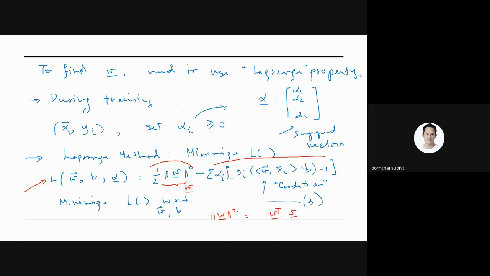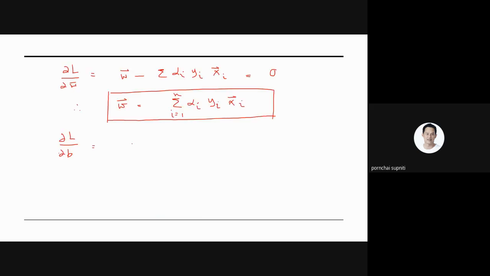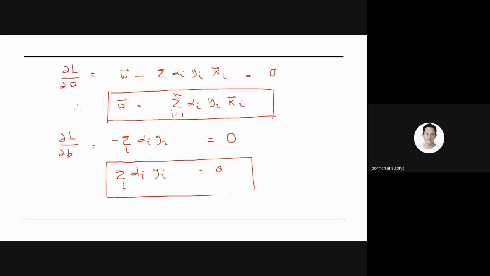Okay, so when you differentiate with b, all you have left is summation of alpha i, yi, and minus the term at the front. So if you set this differentiation to be 0, it means you get summation of alpha i times yi has to be 0. Okay. So this is a second condition. Let's call these equation 4 and equation 5.